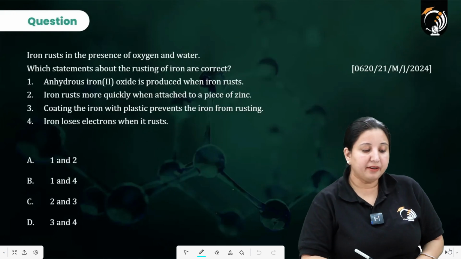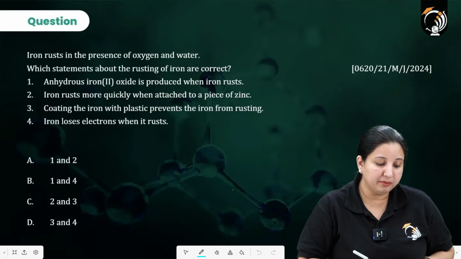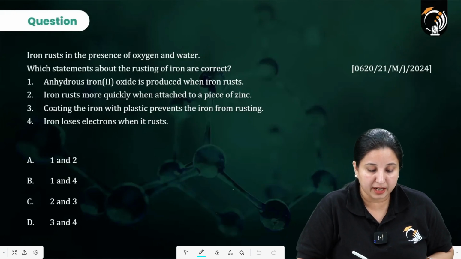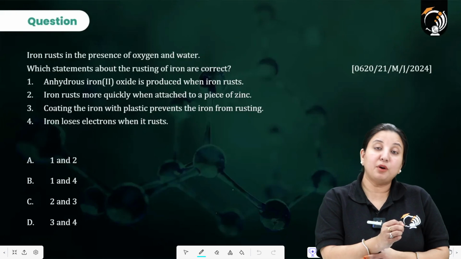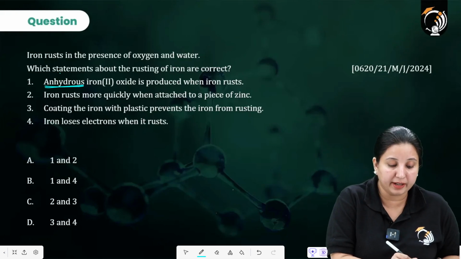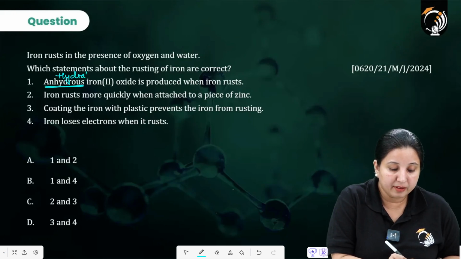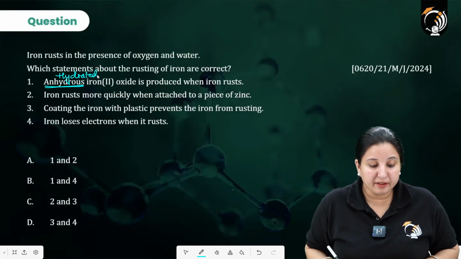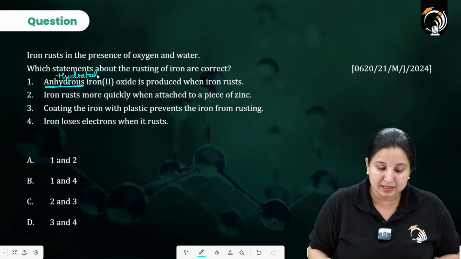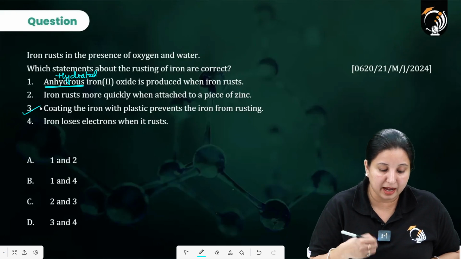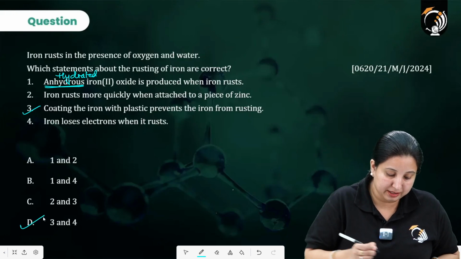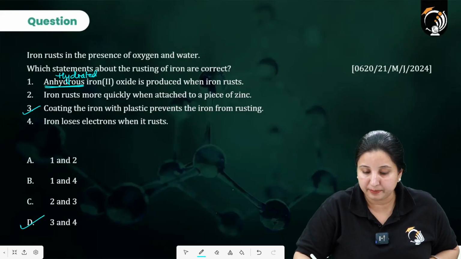Next, iron rusts in the presence of oxygen and water. Which statements about the rusting of iron are correct? Anhydrous iron(III) oxide is produced when iron rusts. Now when you are saying that it is rusting, it means we are not getting the anhydrous but a hydrated form. Iron rusts more quickly when attached to a piece of zinc? No. Coating the iron with plastic prevents the iron from rusting? Yes. And iron loses electrons when it rusts. So basically option D, that is third and fourth, is going to be the correct answer.